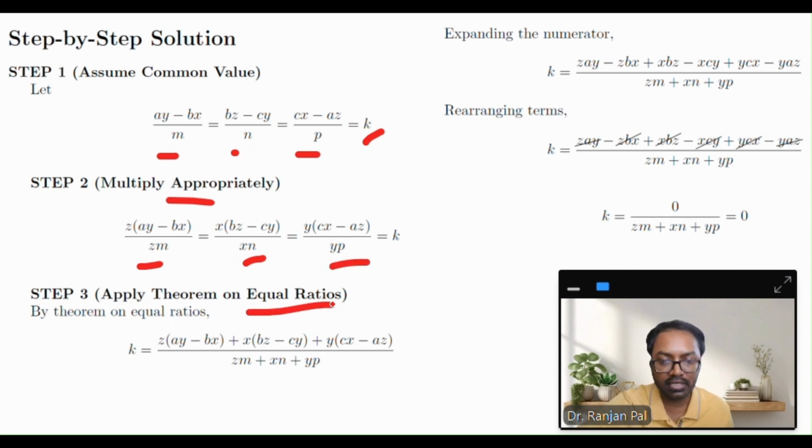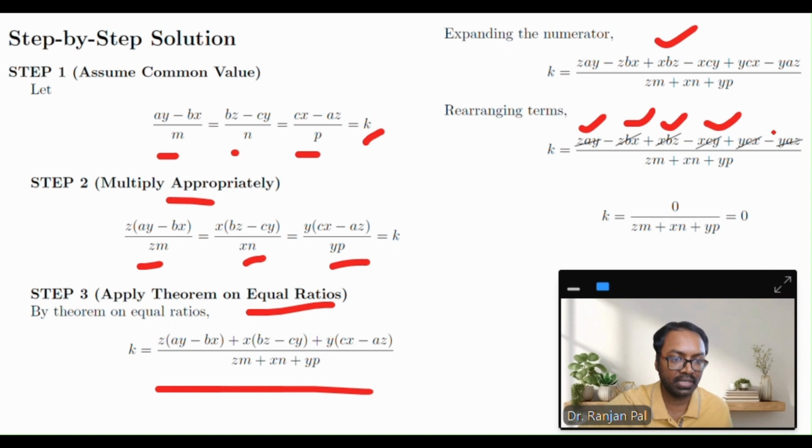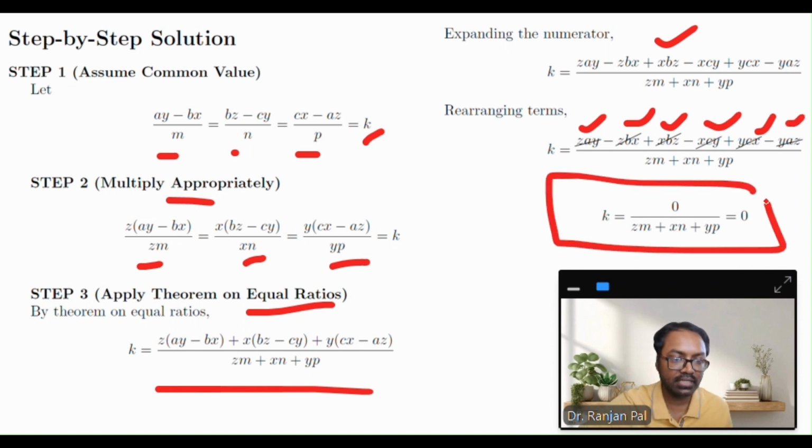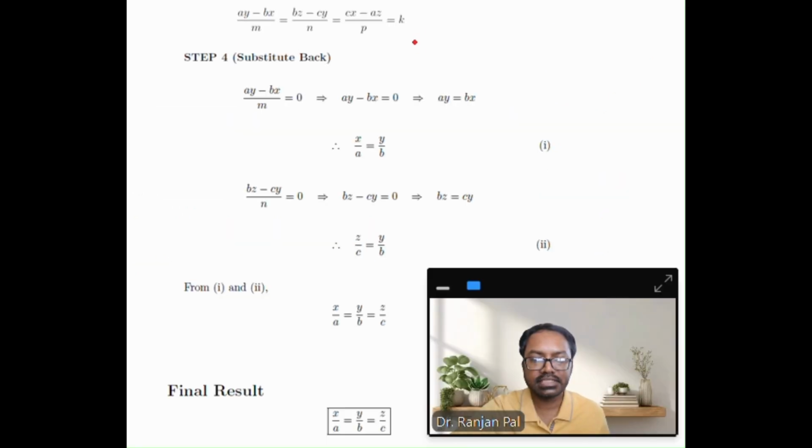Now by applying the theorem on equal ratios, we can add up the numerators and the denominators. Expanding the numerator, what we observe is that there are many terms in common which can be cancelled out pairwise, and ultimately you observe that k is 0. We started by assuming that all these ratios are equal to k, and k itself is now 0. So we can equate each of these ratios to 0.